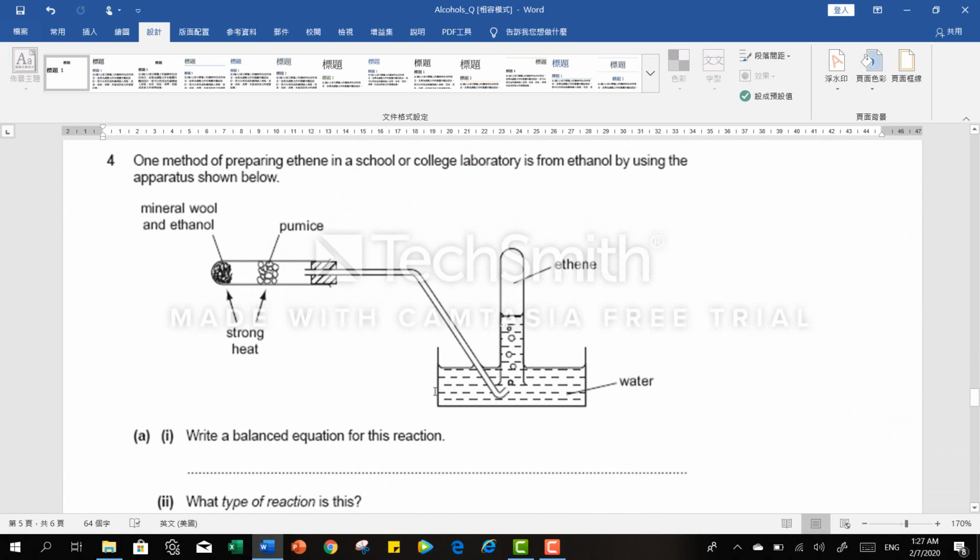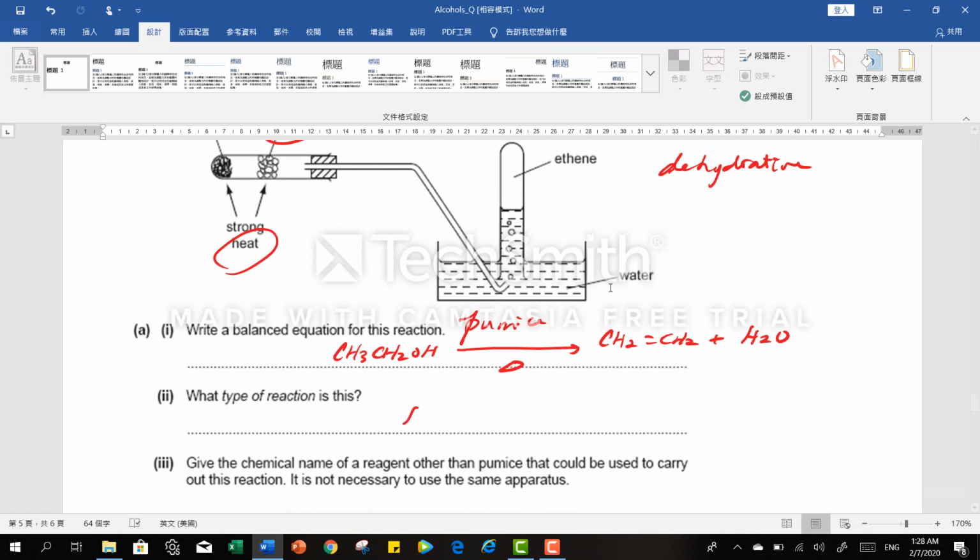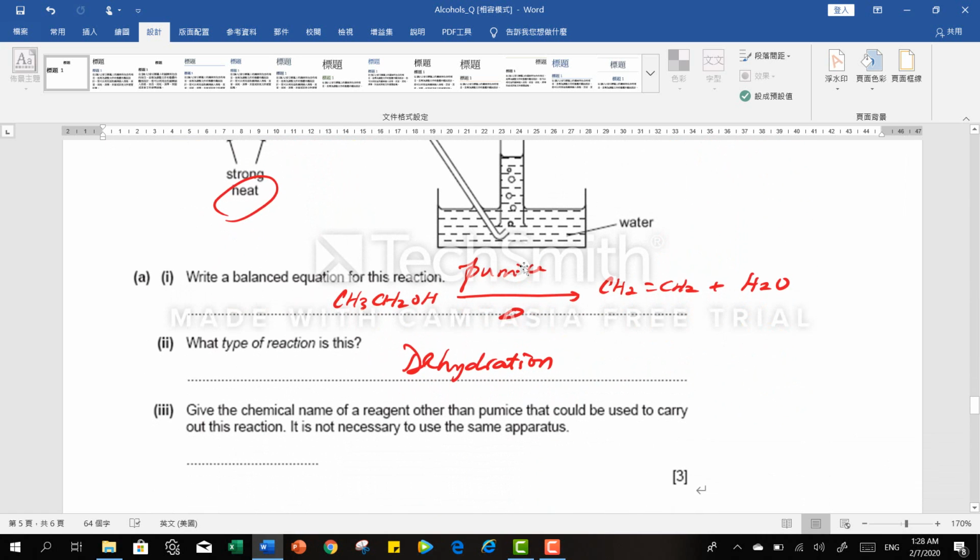This setup is a dehydration, right? So this is the dehydrating agent. Okay, let's see the question. Write a balanced equation. Very easy. And then your dehydrating agent is pumice, heat, so triangle. After pulling one water out, it becomes ethene, okay? What type of reaction? Dehydration, okay?